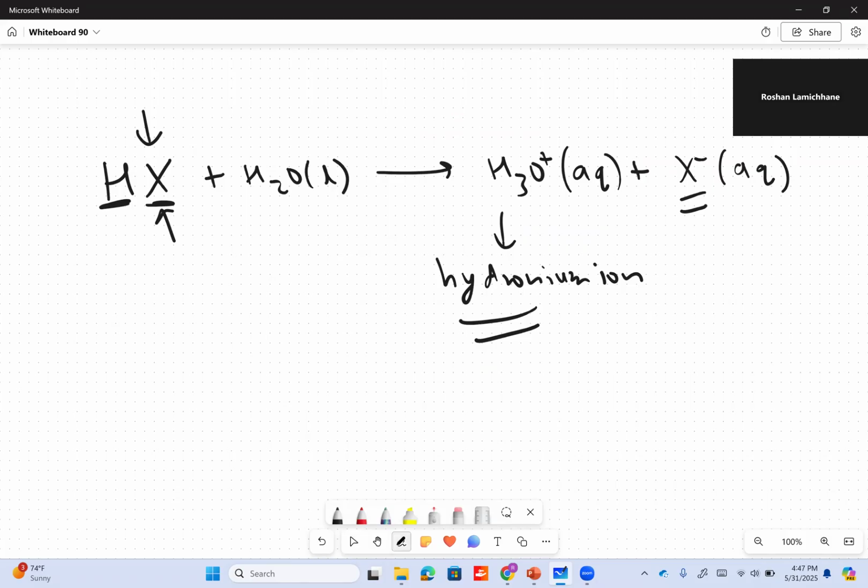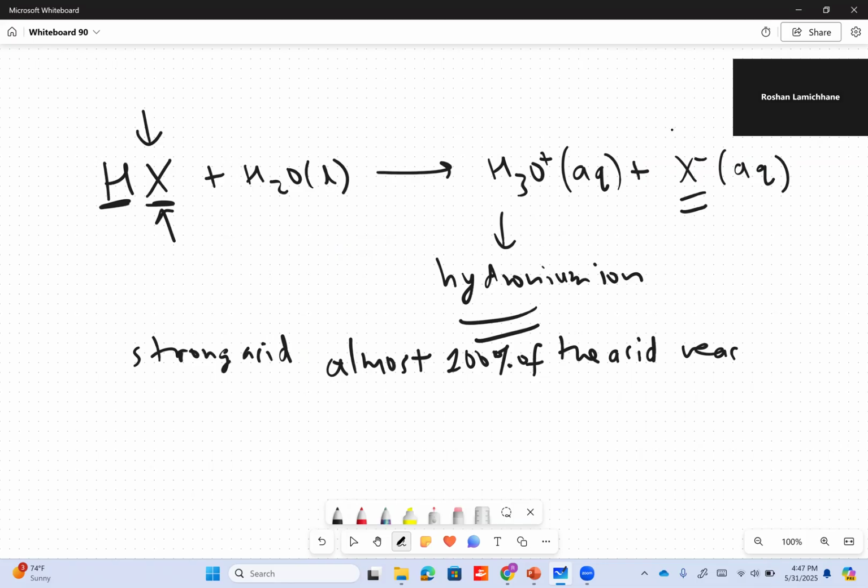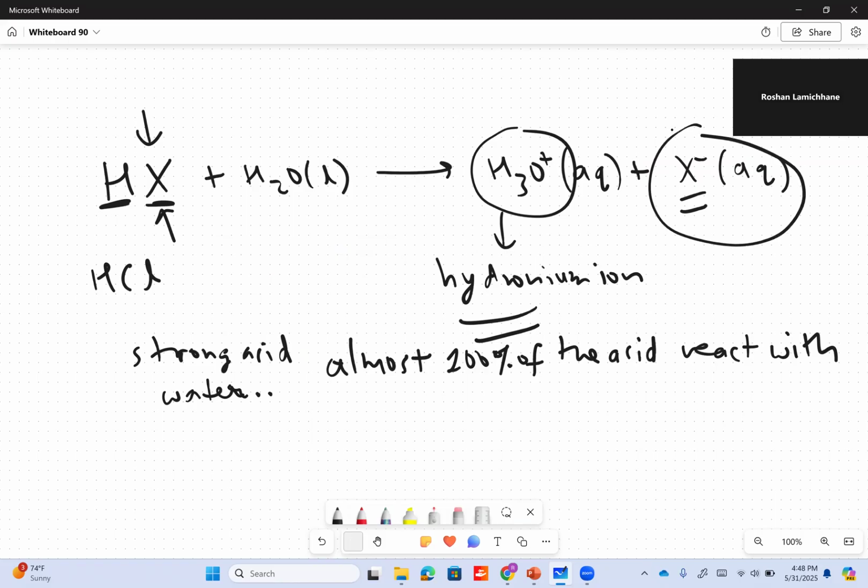Now, if you have a strong acid, and I'm going to show you a list of strong acids that you have to memorize, almost 100% of the acid reacts with water to form the product that I showed above. For example, HCl is a strong acid, meaning that all of HCl is going to react with water to give you H3O plus and then Cl minus as your product, right?